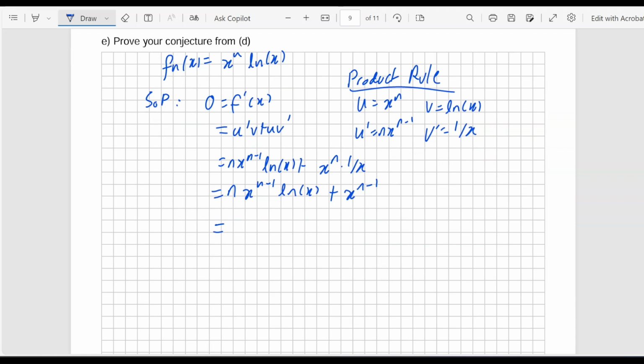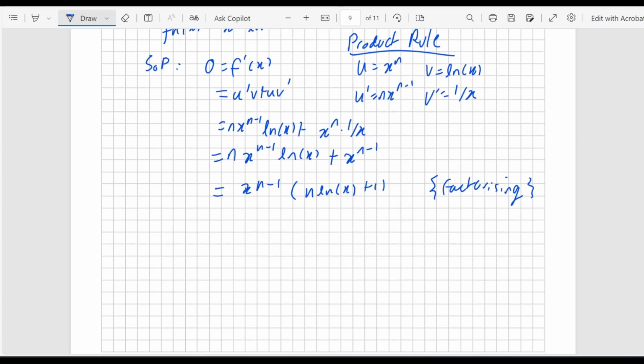All right, from this point we can pull out a common factor of x to the n take 1. We're left with n log of x plus 1. So this is going to be factorizing. And then that tells us that either x to the n take 1 equals 0, so x is 0. This is not possible as f of x is undefined at x is 0.